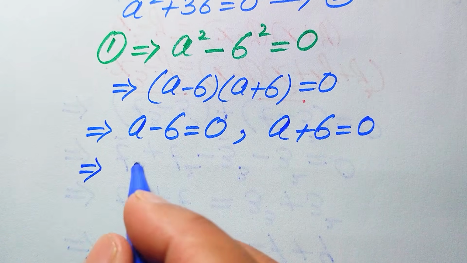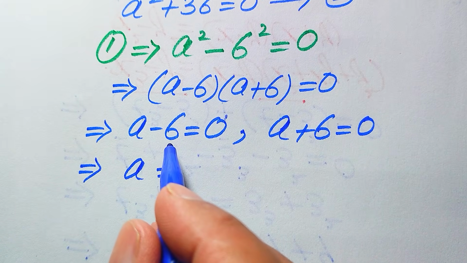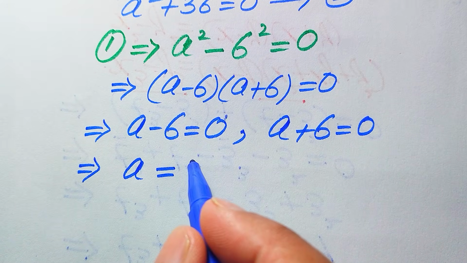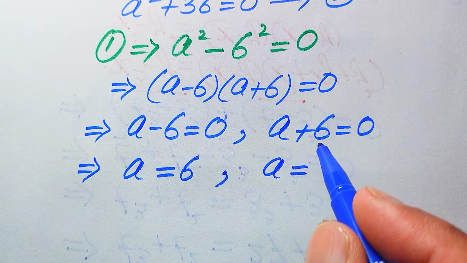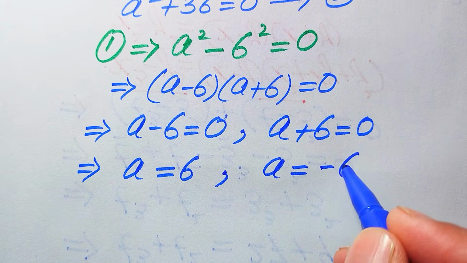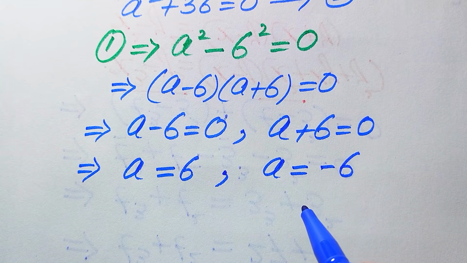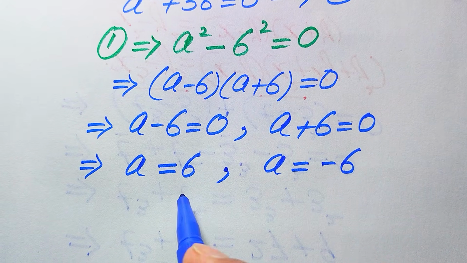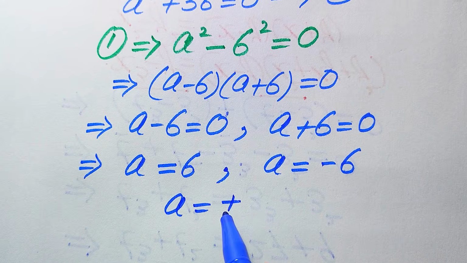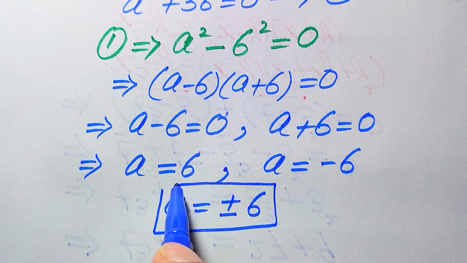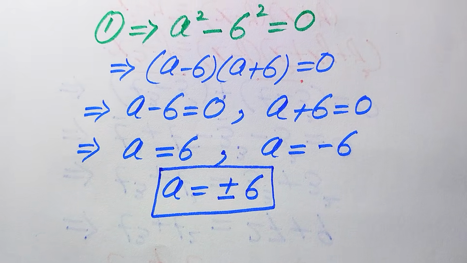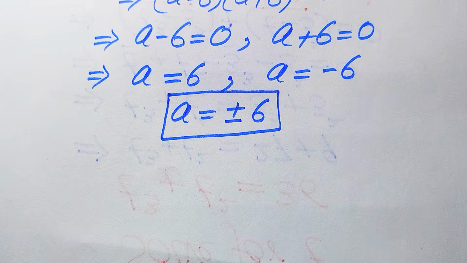From here we easily get a = 6, since when we move minus 6 into the right-hand side it becomes plus 6, and from here we have a = −6, since when we move plus 6 into the right-hand side it becomes minus 6. From the first equation, there are two roots of the given equation, and these two roots are ±6. Okay, so these are the two roots which we get from equation number 1.